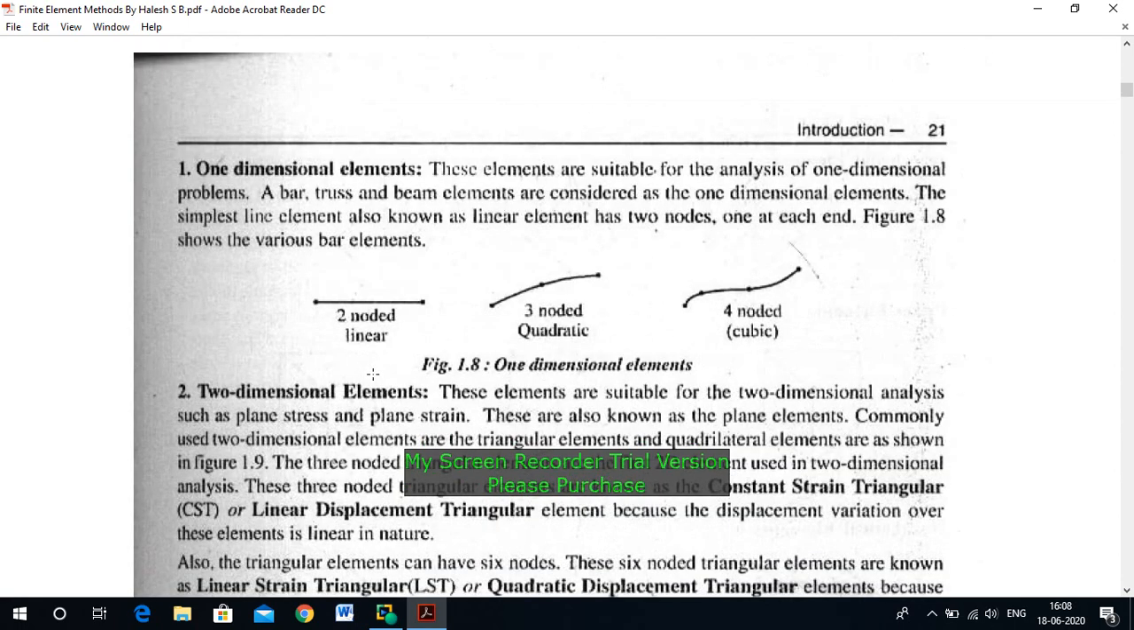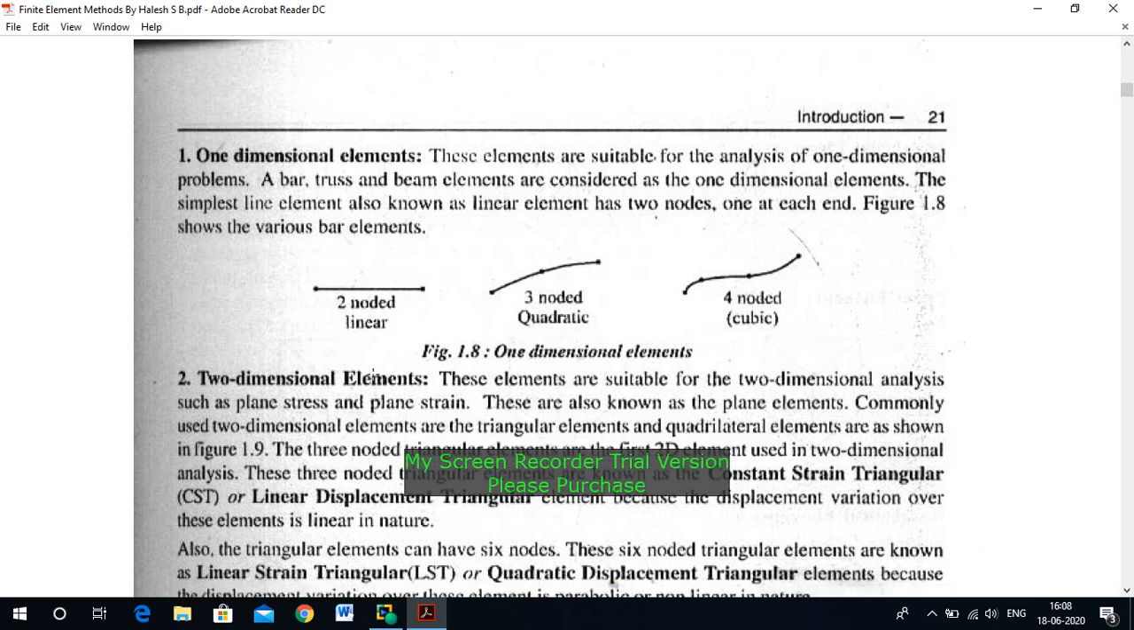What is meant by a one dimensional element? These elements are suitable for the analysis of 1D problems. So if you want to analyze 1D problems, for example any bar or truss or frame structure, such types of elements are called one dimensional elements. A bar, truss and beam are considered 1D elements. These are examples of 1D elements.